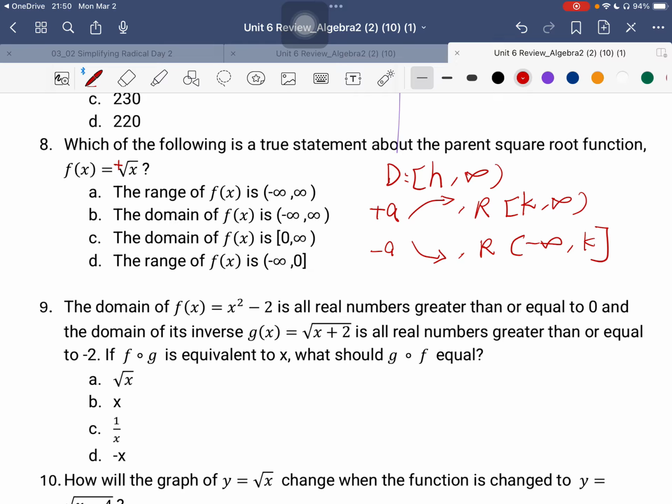Okay, for this parent function, h is 0, h and k, they're both 0. H and k, they're both 0, 0. So pick your final answer.